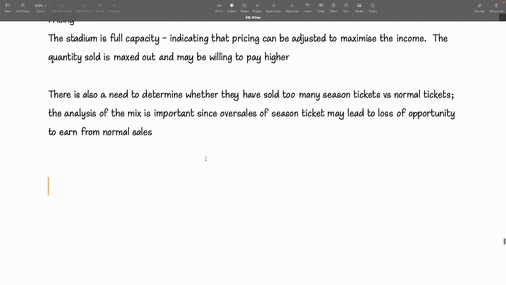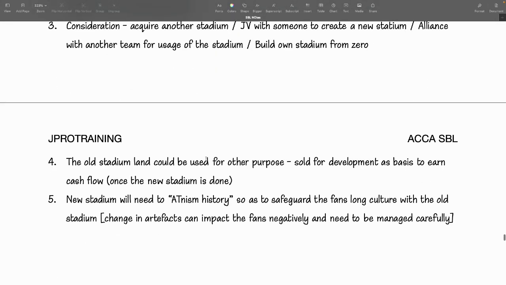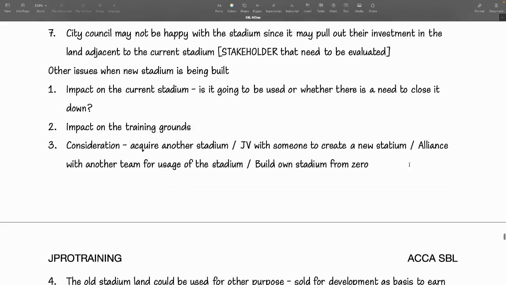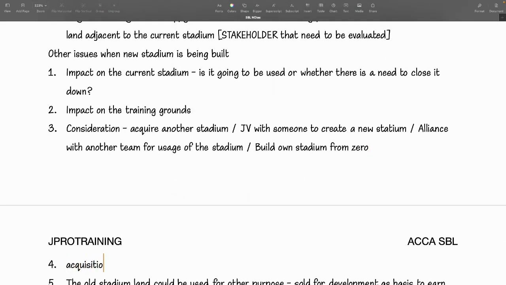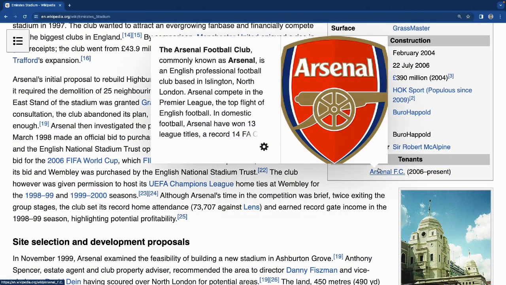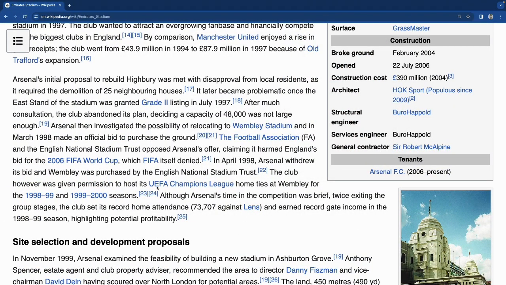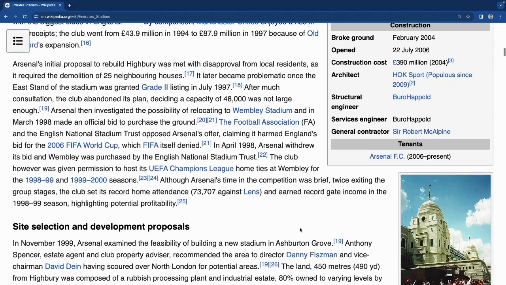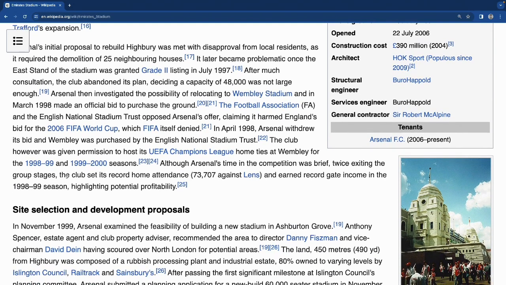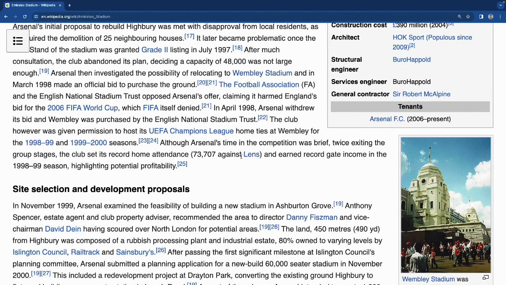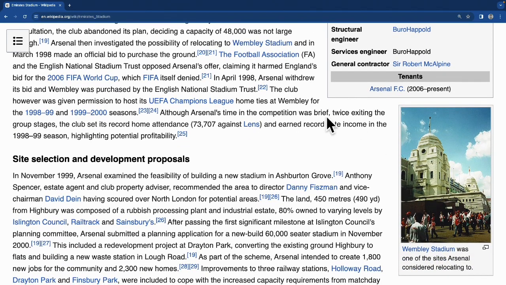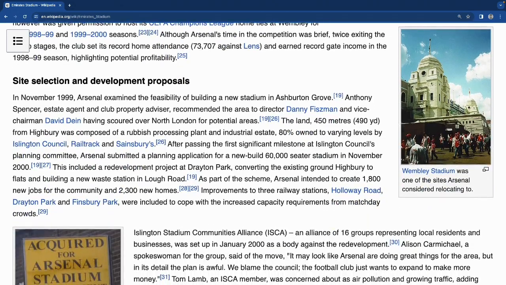Okay, they also had a problem with this. So this is another problem. You want to acquire, also, they may have the football regulators. Notice this part. The Football Association National Stadium opposed the offer, claiming it harmed the bid. Then Arsenal withdrew the bid for the Wembley purchase. The club, however, was given permission to host. Arsenal, at the time of competition, twice exiting the group stage.